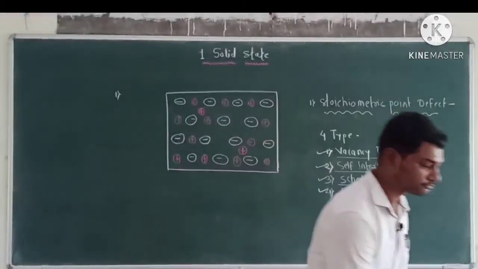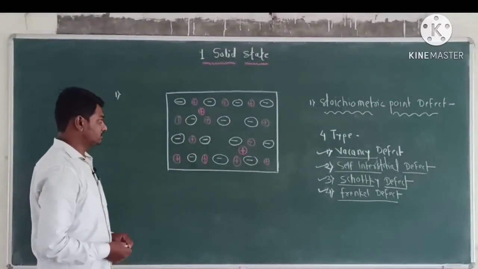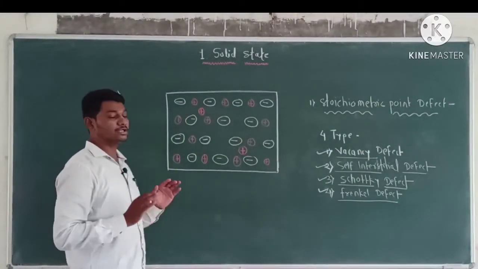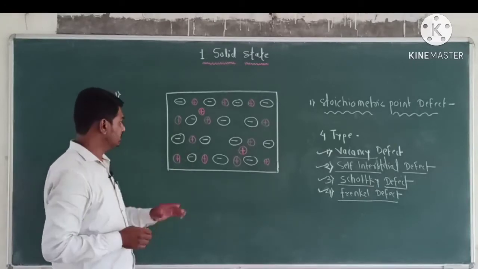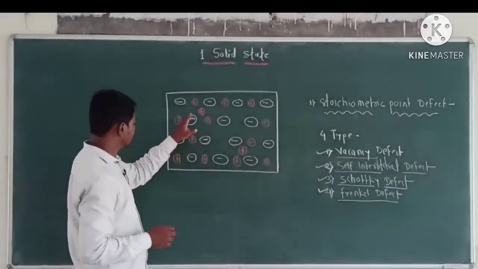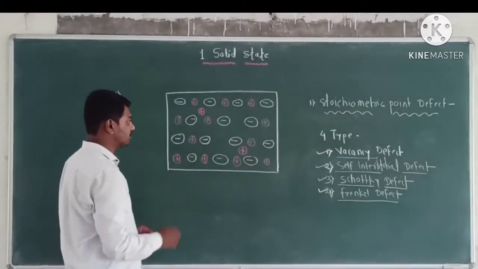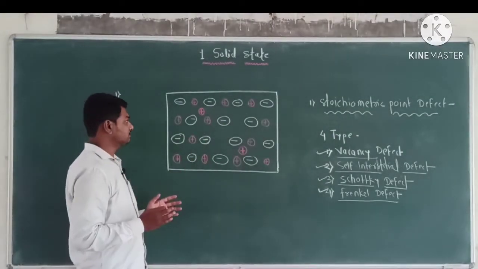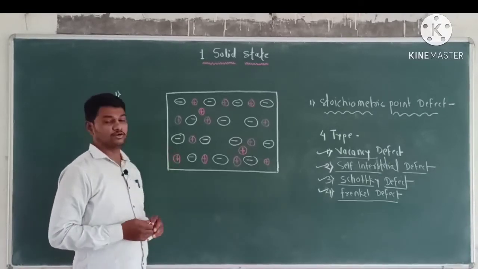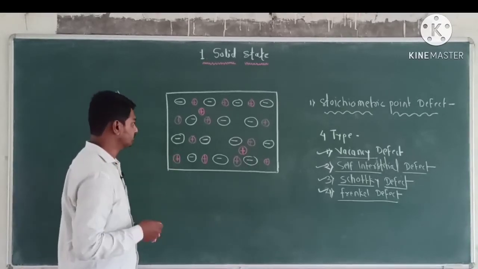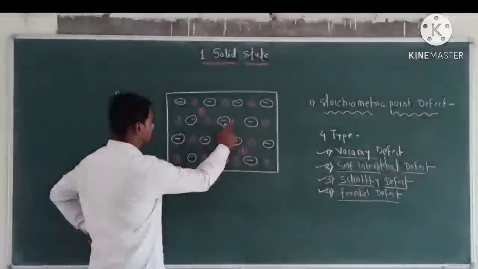Okay. Now, in a Frenkel defect, some cations leave their original position and occupy the interstitial site of the ionic solid. This is the ionic solid and these are the constituent particles, that is cations and anions. Okay. Now, in this defect, some cations leave their regular position and occupy the interstitial site of the ionic solid. For example, this is the original position of this cation.